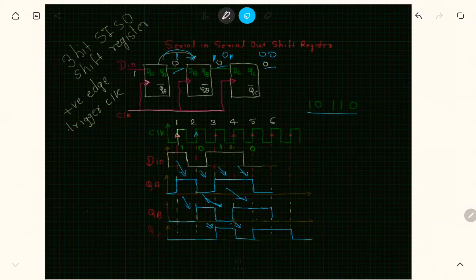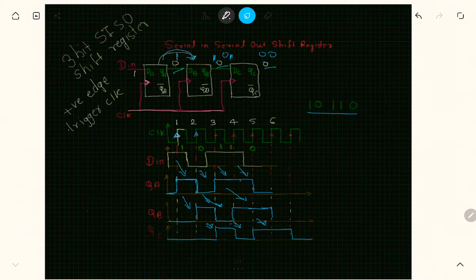The output goes on shifting from input towards the output. First of all, see here the data input is a 1. In the first clock pulse, the output of the first flip-flop gets changed. When the data becomes 0 during the second clock pulse, in the positive edge of this second clock, the output changes.